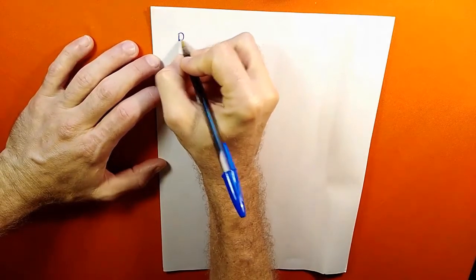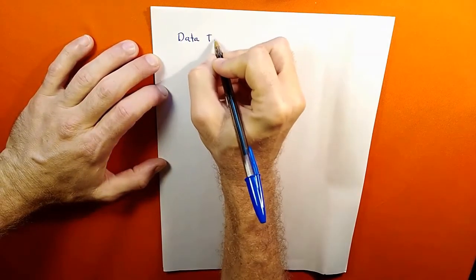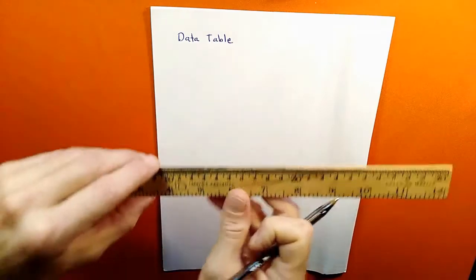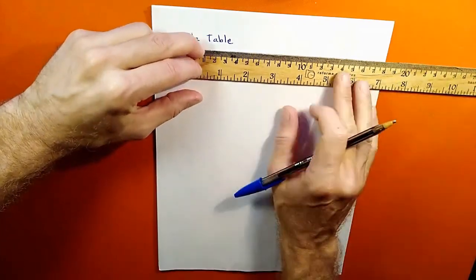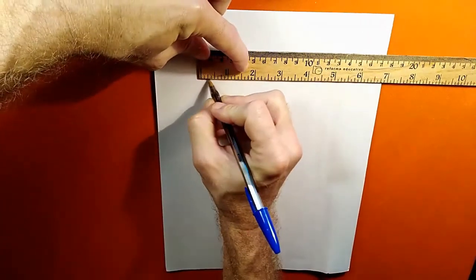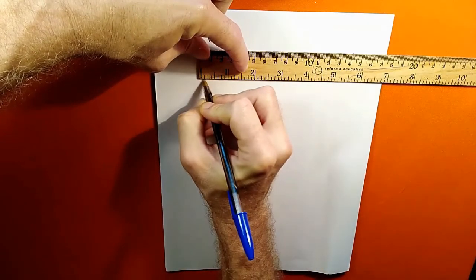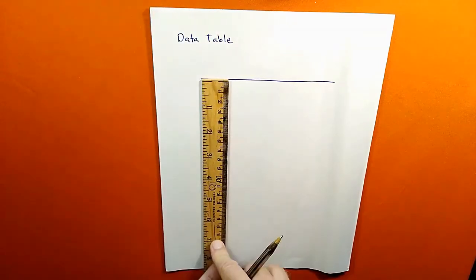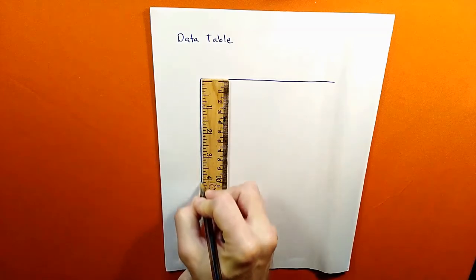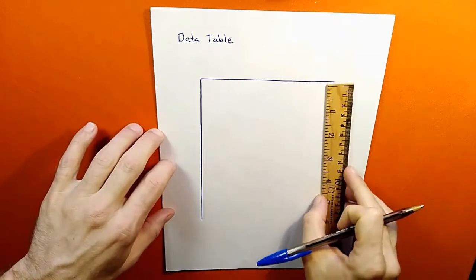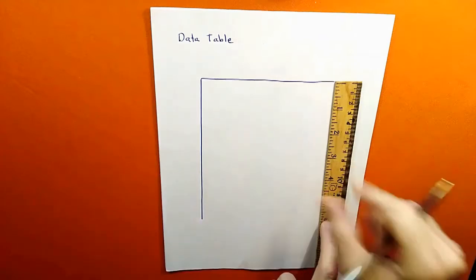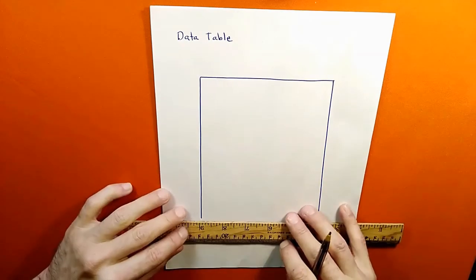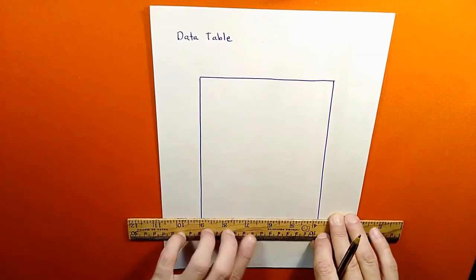Okay, so let's make our data table for the experiment. And let's see, I'll maybe make this about 5 inches wide. We're going to end up having 2 columns. About 6 inches on the vertical. Okay, now I'm going to complete the square here.